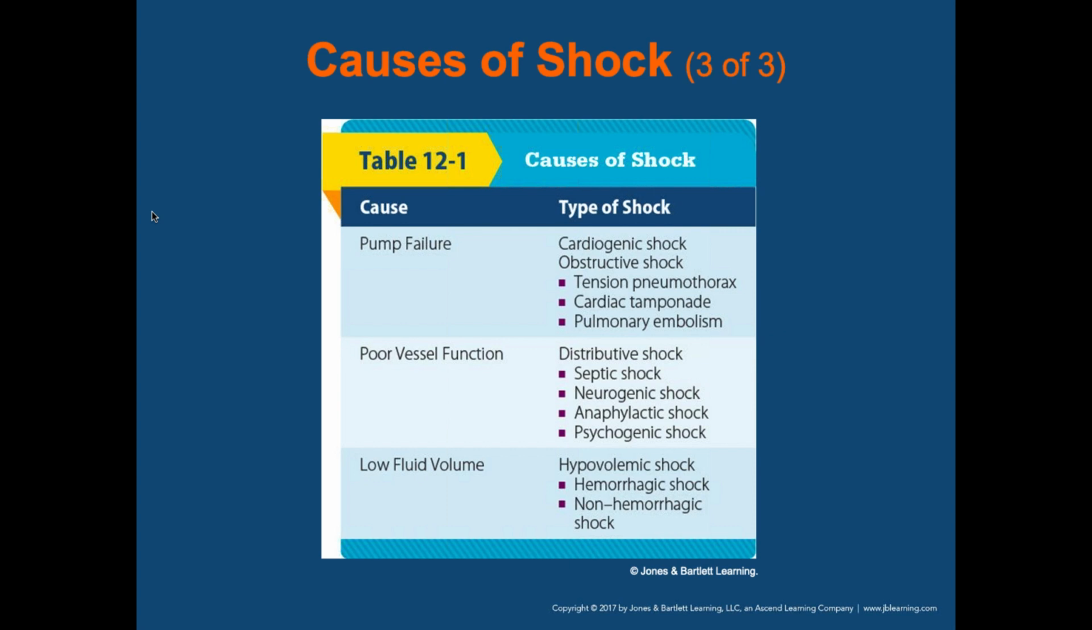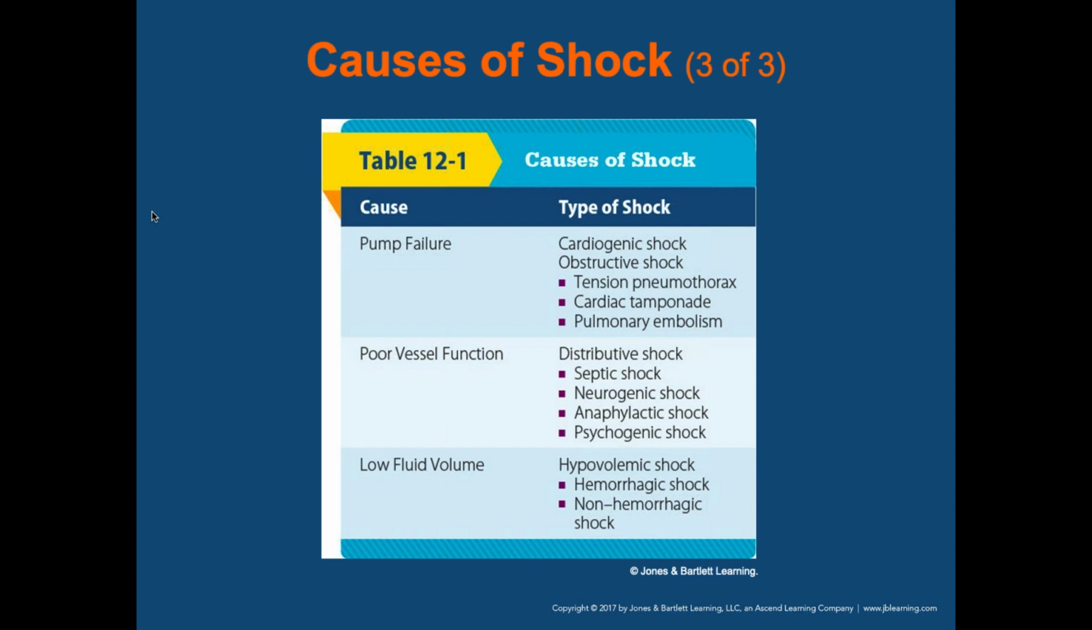And obviously pump failure, cardiogenic shock, where you'll see the heart attacks, trauma to the heart, anything that does something to the heart itself, or a large pulmonary embolus. We have a clot in the lungs that stops complete blood flow to the heart as well, and oxygenation. So pump failure, cardiogenic shock, which we talked about, or another one would be obstructive shock, so tension pneumothorax.